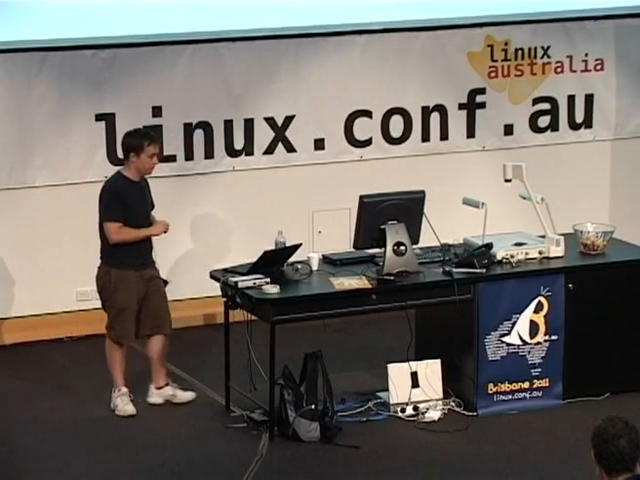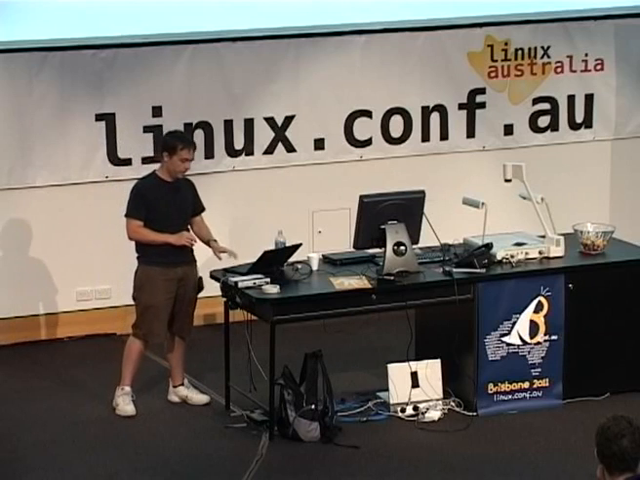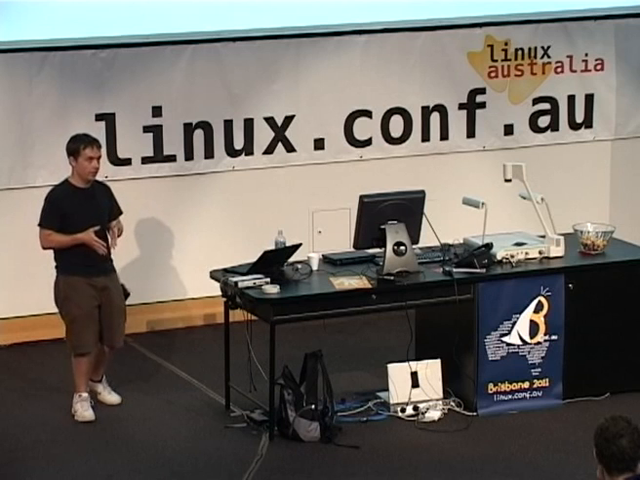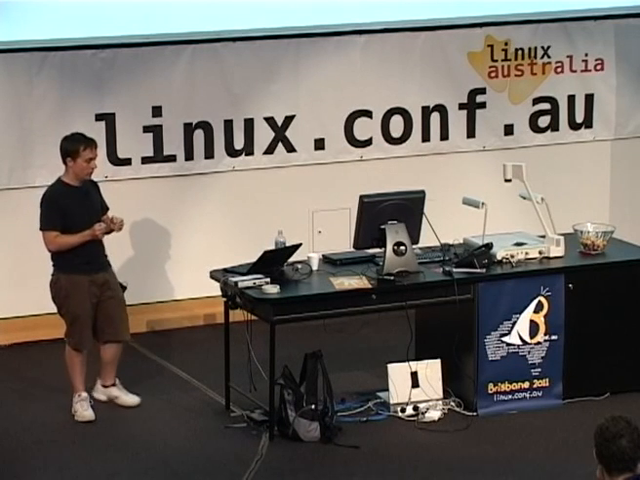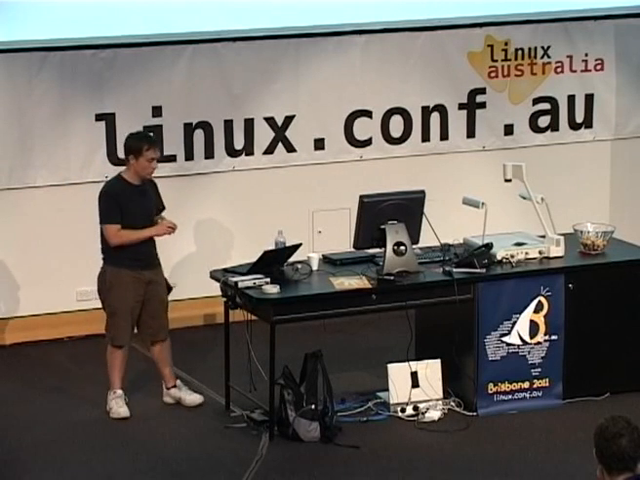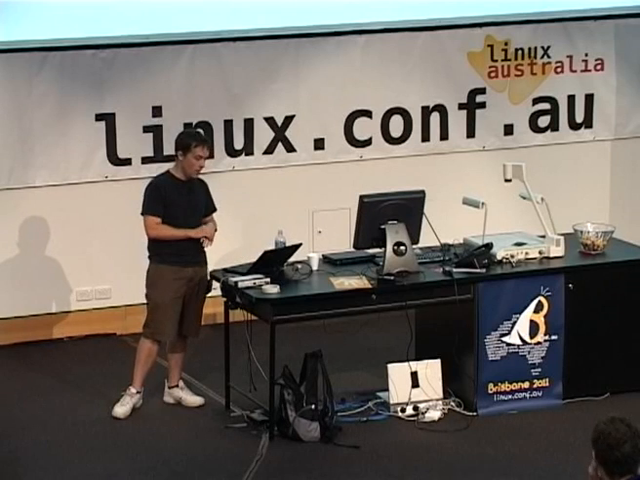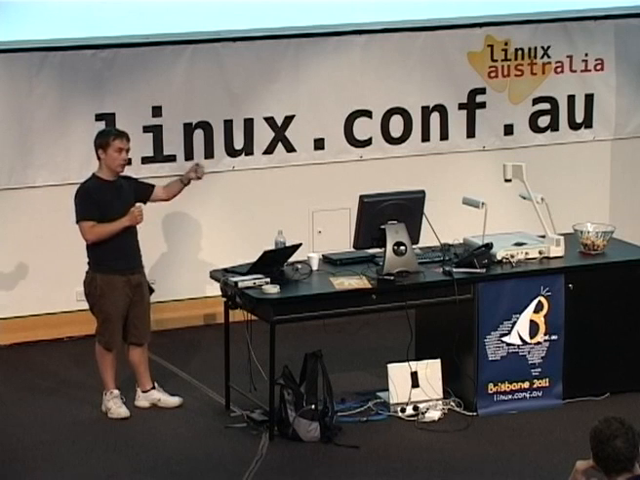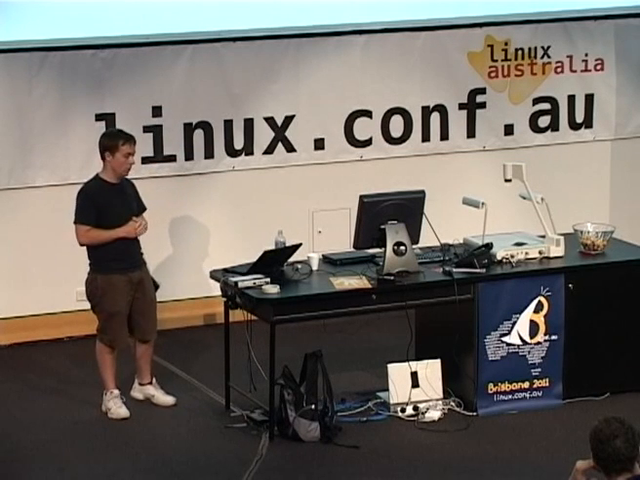So how do we implement this? We've got two new pointers. The first pointer is a per CPU pointer. If you want to use the floating point unit associated with this CPU, you need to be able to dump out the state in this current CPU. So this pointer will tell you whose state you currently own so that you can dump it. We've also created a per task pointer. If you want to context switch in a task, you need to know where to get it from, which CPU it is on. So this will tell you which CPU your state is on, or if it's in memory.